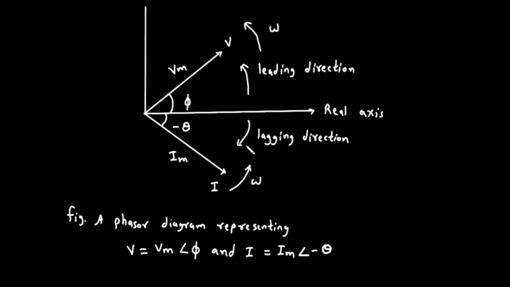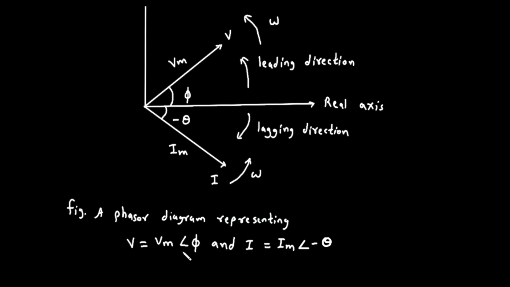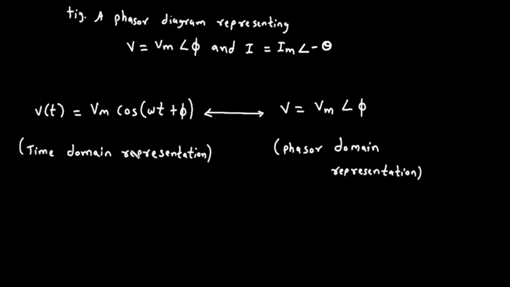To summarize the entire concept, look at the final conversion shown in the notes. The time-consuming, complex expression from the time domain, which is v of t equals V sub m times the cosine of omega t plus phi, is beautifully simplified into the phasor domain as V equals V sub m at an angle of phi. We've transformed a difficult calculus problem involving oscillating functions into a simple algebra problem involving complex numbers.